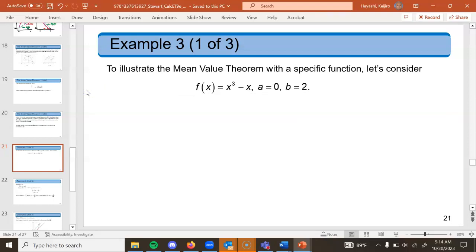So we're going to use the mean value theorem with this function x cubed minus x over the interval 0 to 2.